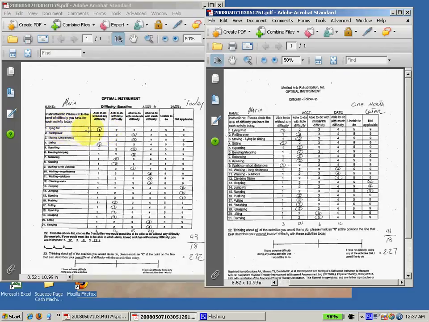So she's said that she can lie flat without any difficulty. She can roll over with moderate difficulty. That's a 3. She can move from a lying to sitting position with moderate difficulty. That's a 3. She can sit without any difficulty. That's a 1. Encourage your patient to rate the scale according to how well they do the activity, not according to their pain. When they're done rating the scale, go through and sum the columns.